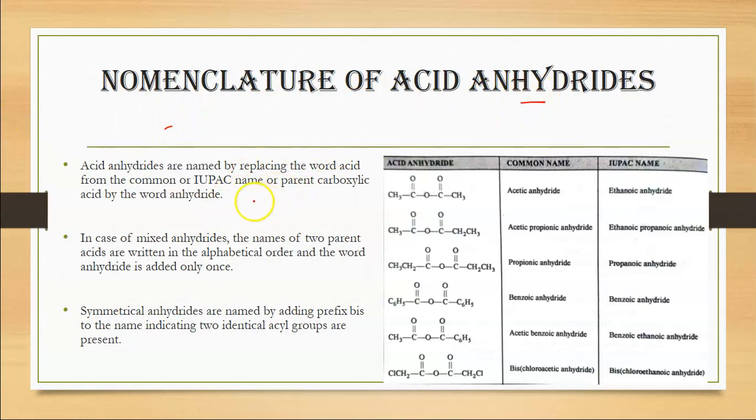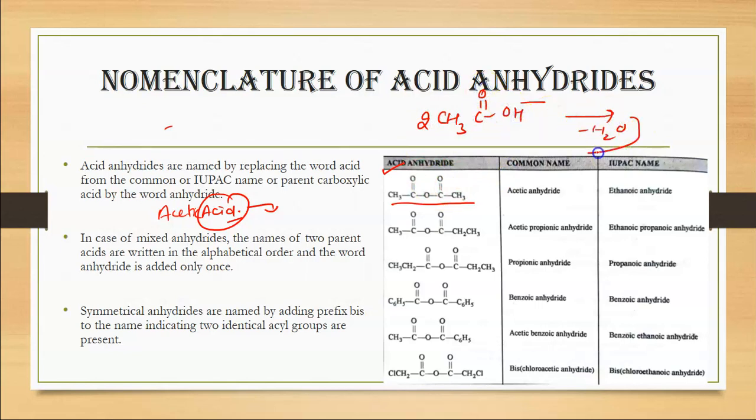All you have to do is to replace the term acid in any of the acid names. For example, if it is acetic acid, you have to replace acid with anhydride. That's it. This is your acetic anhydride. You can see the structure over here, the product you get after removal of a water molecule from two molecules of acetic acid. This is how you are going to name acid anhydrides. You can see all of these examples.